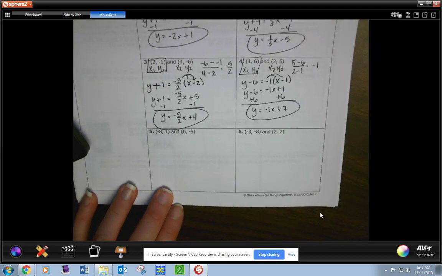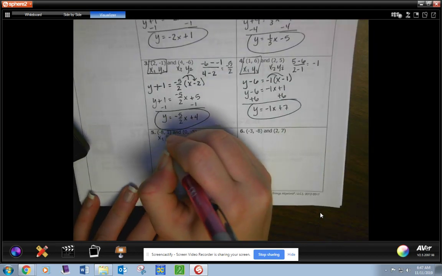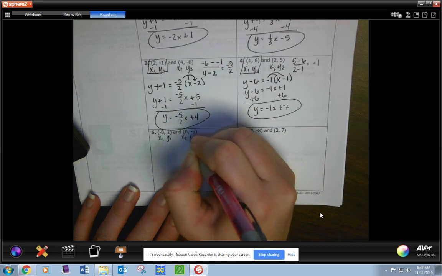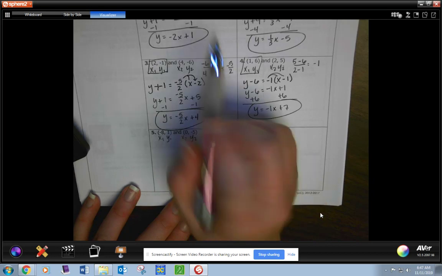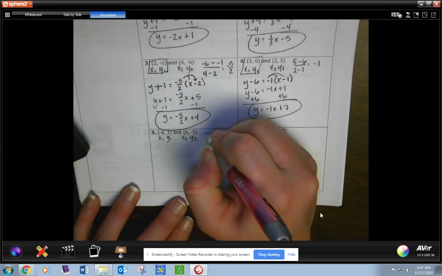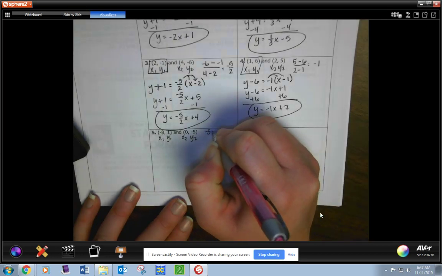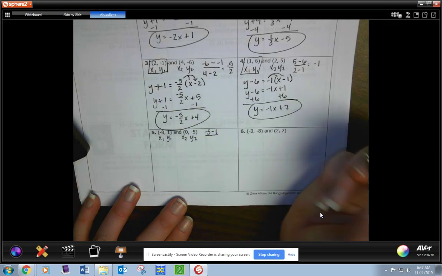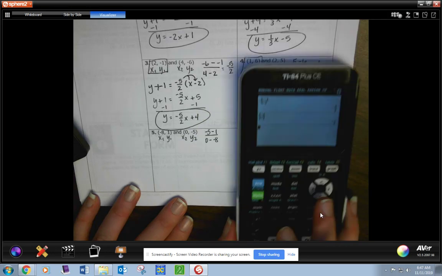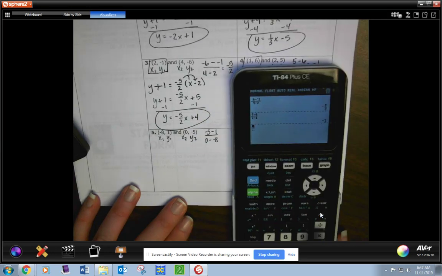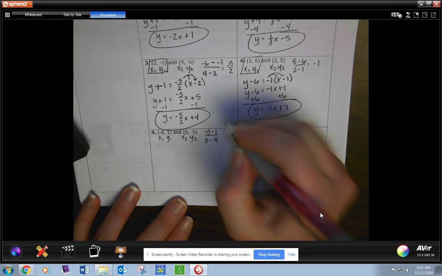Okay, just 2 more examples. This is my x1 and my y1, my x2 and my y2. First thing I have to do is plug in that slope formula from up there. So we're going to do y2, which is negative 5, minus y1, which is 1, over x2, which is 0, minus x1, which is negative 8. Slope equals, again, negative 5 minus 1 over 0 minus negative 8. And that gives me negative 3/4.